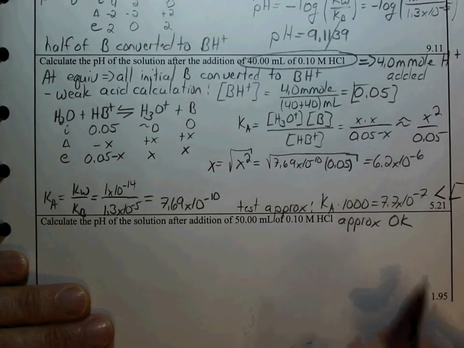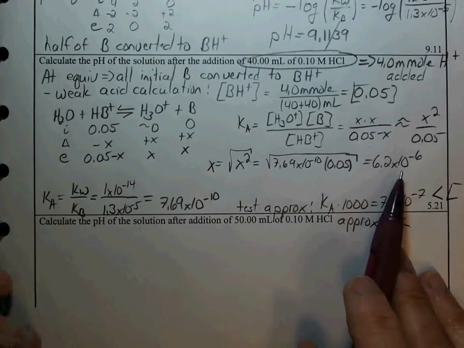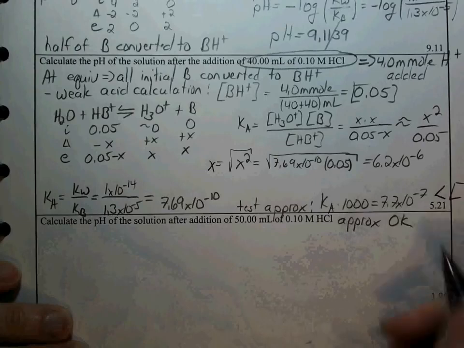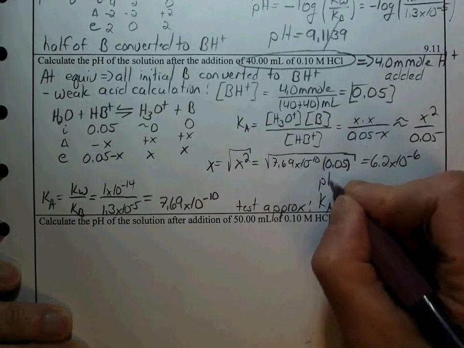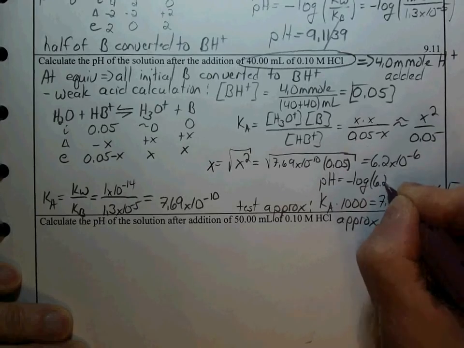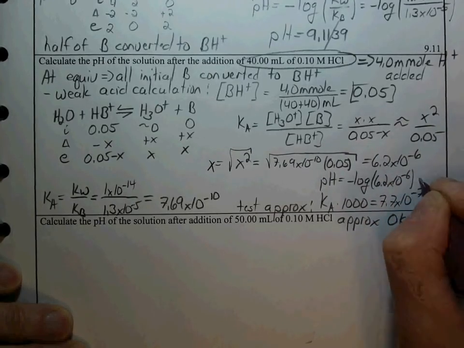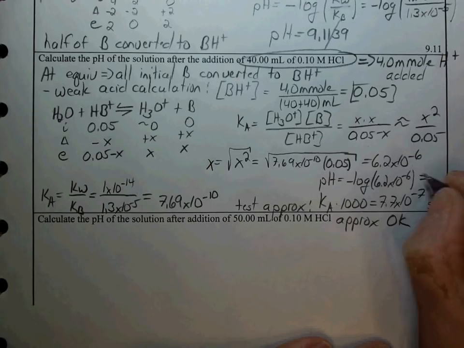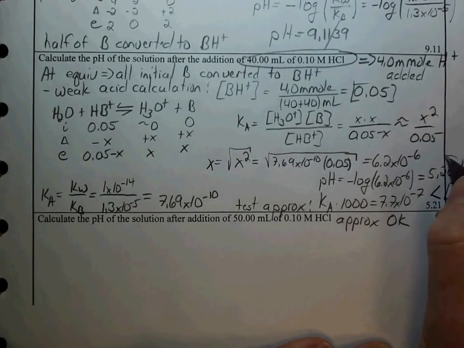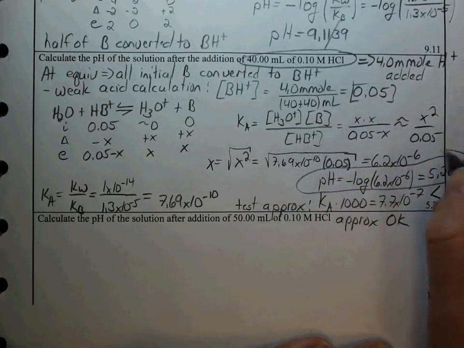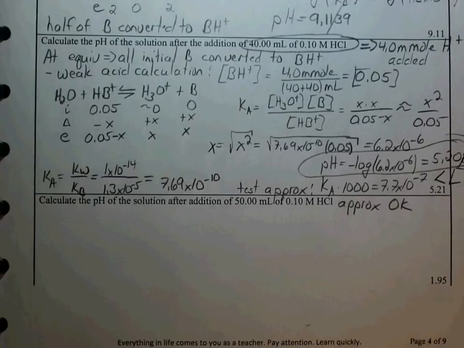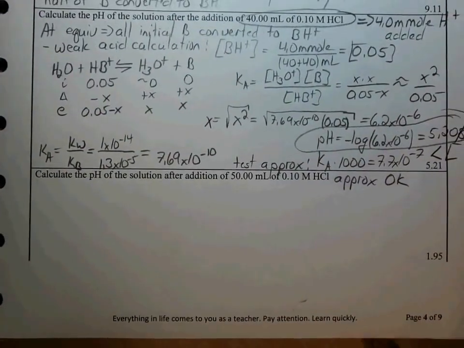Now that we have x, we look back and answer the question. We want pH. X is H3O plus, so we can calculate pH as the negative log of this value, which is 5.208, which with 2 sig figs is 5.21. Okay, a lot of calculations for that particular problem.